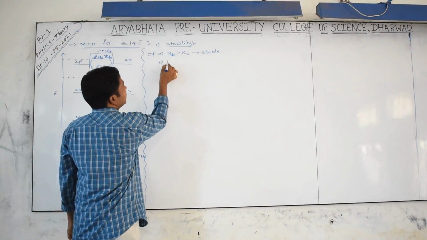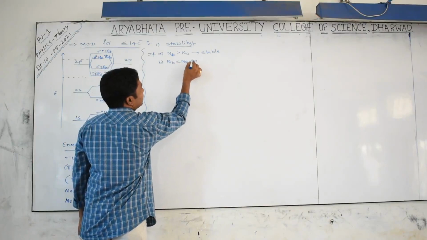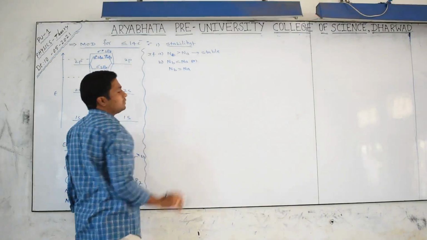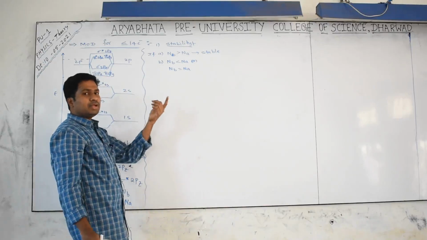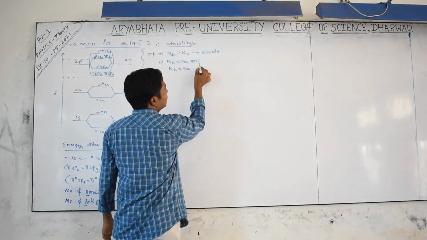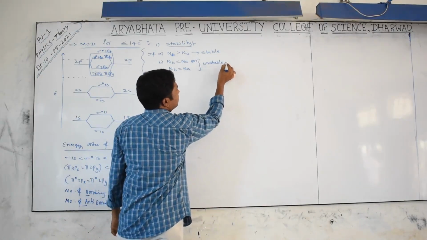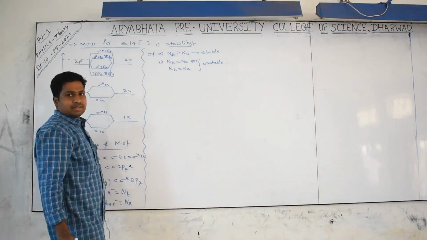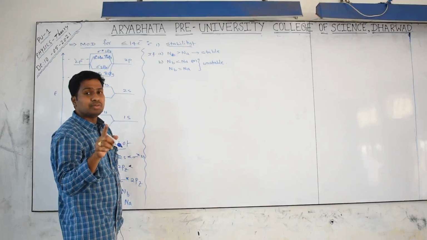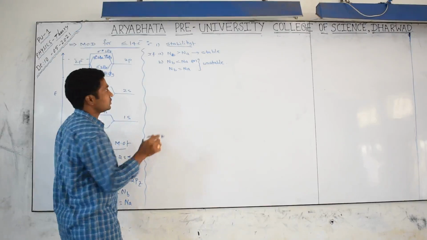Second case: if Nb is less than Na, or Nb is equal to Na, meaning the bonding electrons are fewer than the anti-bonding electrons or both are equal, then we can tell the molecule is unstable or cannot exist. Are you understanding? To become stabilized, the molecule should always have more bonding electrons than anti-bonding electrons.